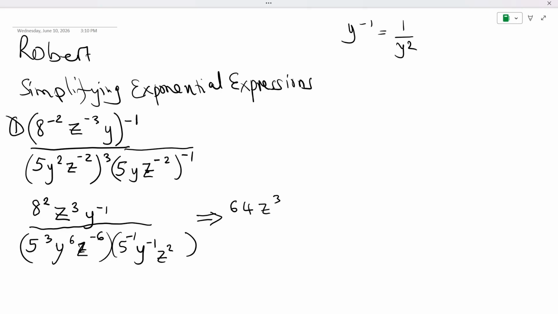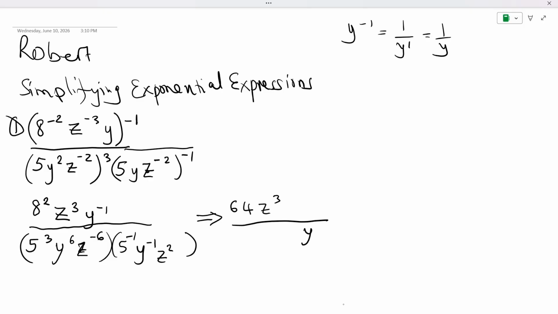For example, y to the power minus 1 would be the same as y over 1 to the power 1, which is the same as 1 over y. So that means we have 1 over y, which brings our y down here.